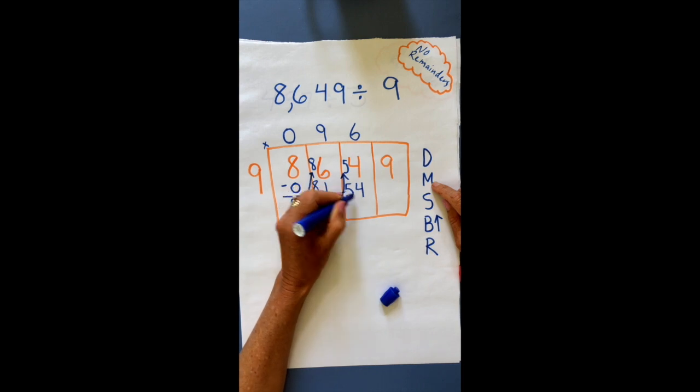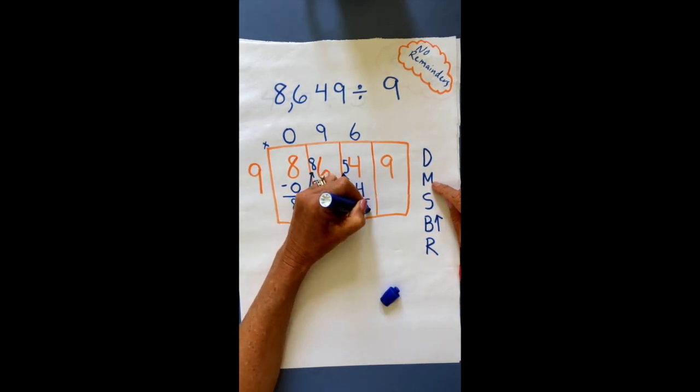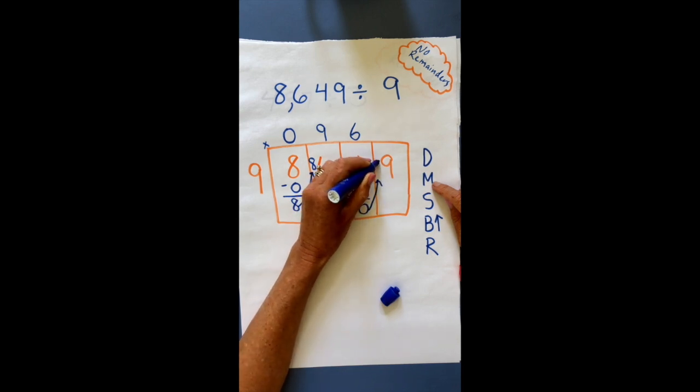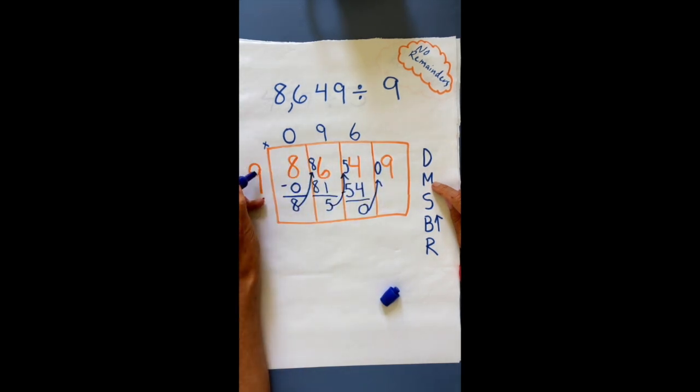And now I'm going to subtract. Sorry for my dogs. And now I'm going to bring up the remainder. Now I'm in my last column. So now I'm going to divide.